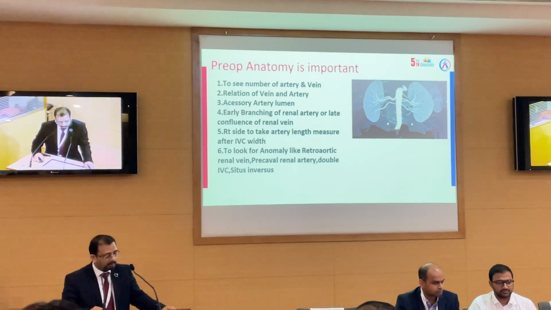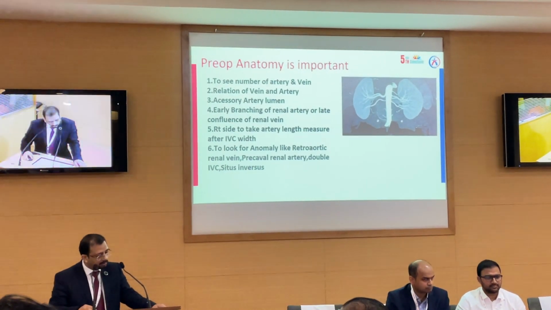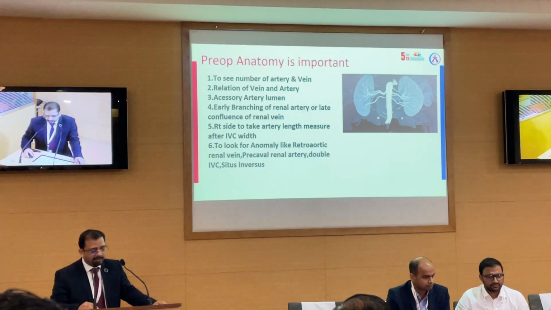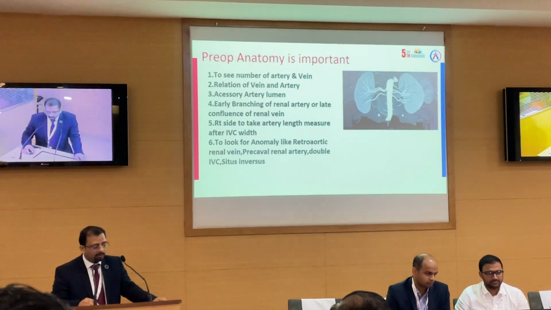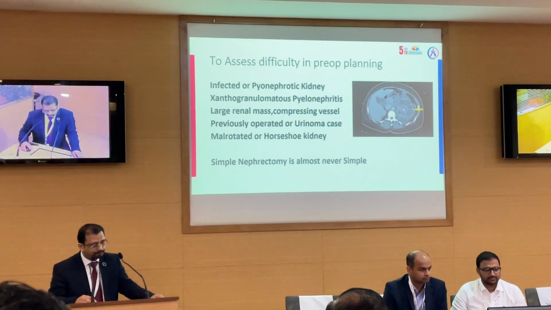And then look for venous anomalies like a retroaortic renal vein, a three-cable renal artery on the right side, or sometimes a double IVC, or situs inversus. I will talk about this.